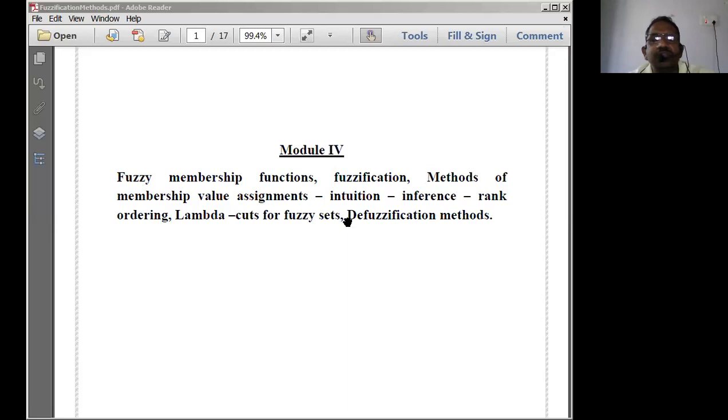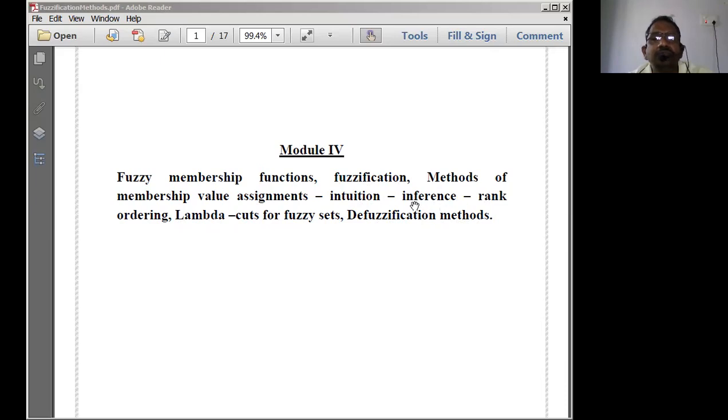Some more topics mentioned in unit number 3 include fuzzification. What is the meaning of fuzzification? It is simply the conversion of crisp data into fuzzy data, known as the process of fuzzification. That is the simple definition we have already given. The next one is the methods of membership value assignments: intuition, inference, rank ordering, and lambda cut rules, which we don't have in the syllabus. And we have neural network methods. These are the methods we have in the syllabus. Neural network is not given here, but that is there in the syllabus for us.